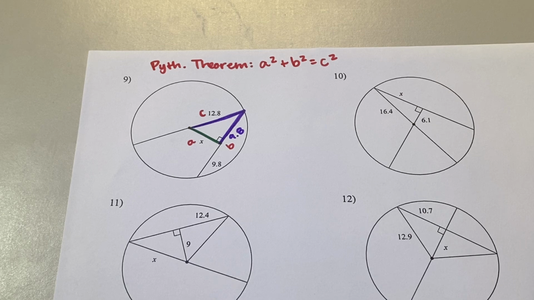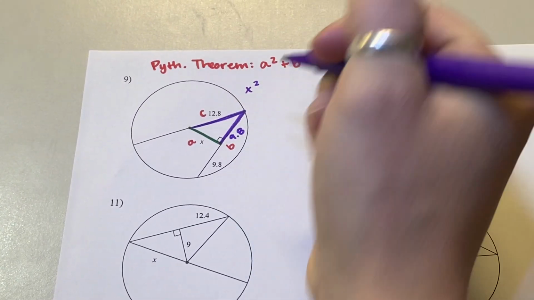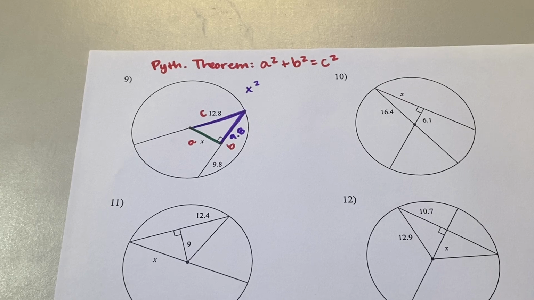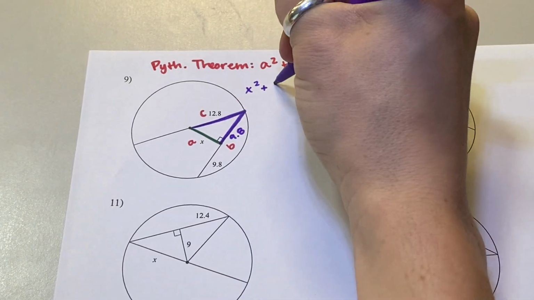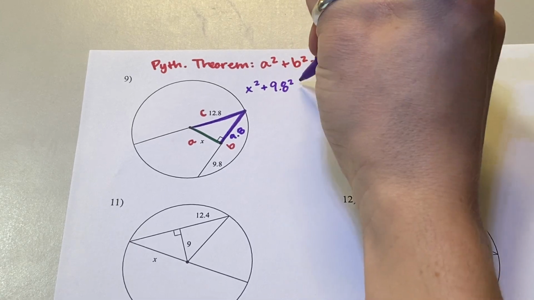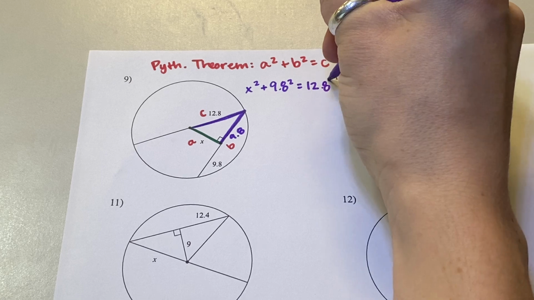All right. Okay, so we know our A, B, and C. Let's plug it into our Pythagorean theorem now. We chose x as our A, x squared, and you're like, Mrs. Campbell, we're dealing with decimals. It's okay. Trust me. x squared plus 9.8 squared equals my C squared, 12.8 squared.